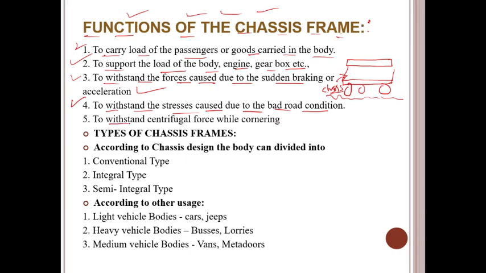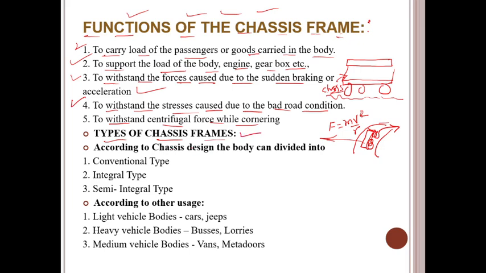Last one is to withstand the centrifugal force while cornering. We know that when the vehicle moves along a curved road, whatever centrifugal force is developed away from the center, we know the centrifugal force is mv square upon r. So the chassis withstands all this force while the vehicle moves along the corner road. Okay.